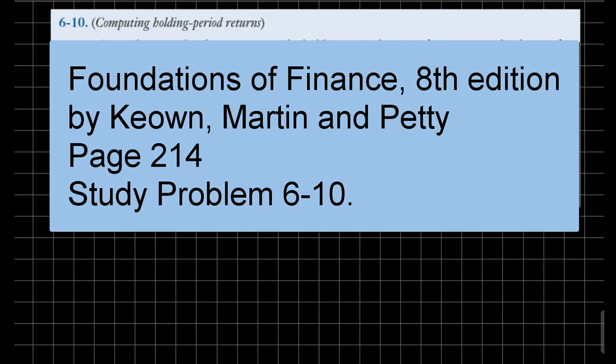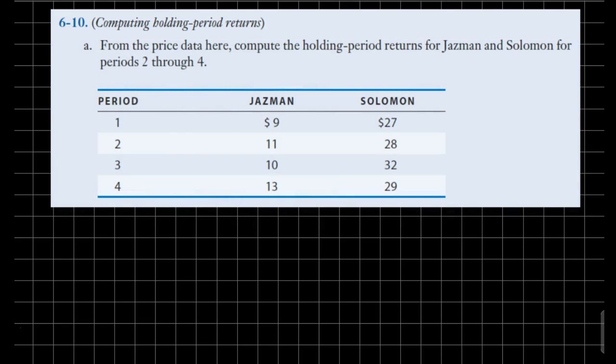We will now go over study problem 6-10 from our textbook. Let's figure out what's going on. We have two companies, Jasmine and Solomon, and we would like to compute the holding period returns for these two companies. We are provided data for 4 periods.